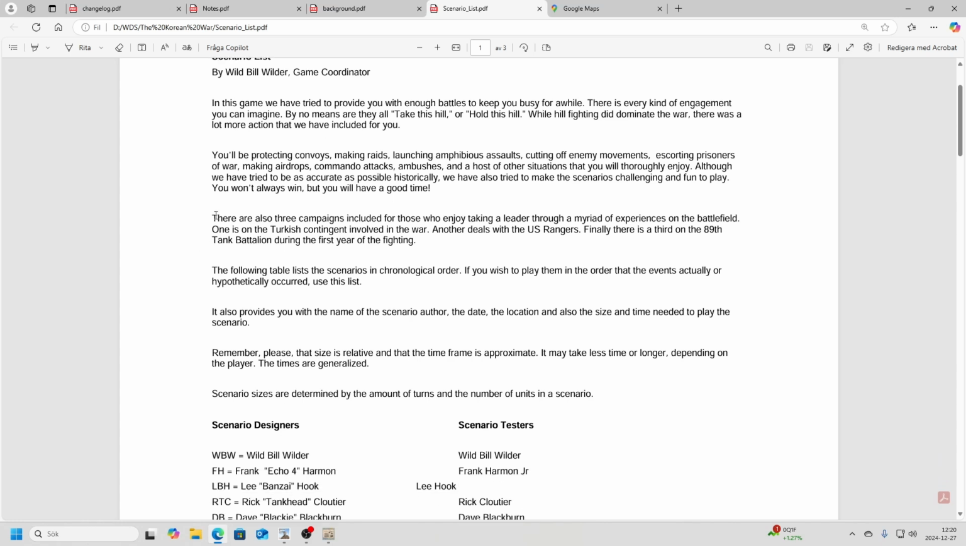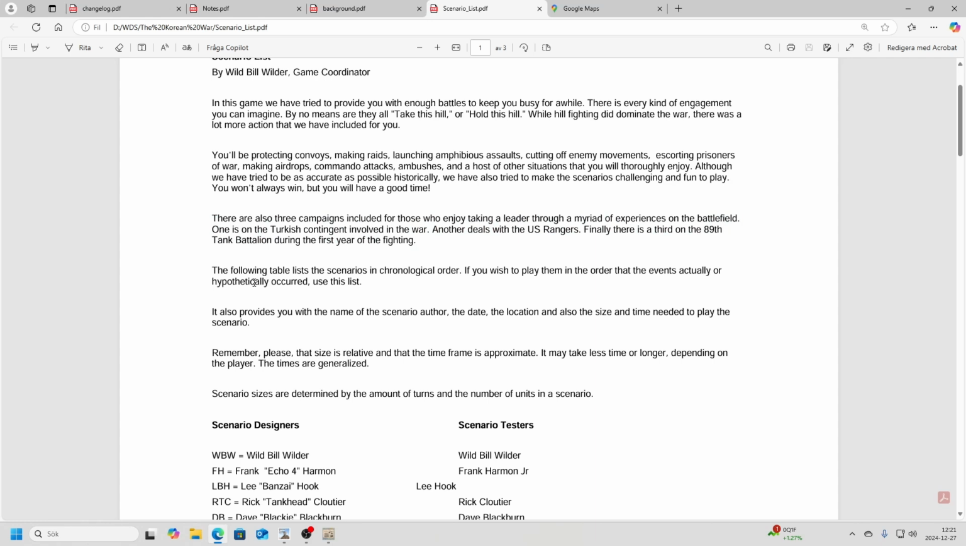And this is kind of important here, because there are 3 campaigns included in the game. They are for if you enjoy taking a leader through a myriad of experiences on the battlefield. One is a Turkish contingent involved in the war. That's pretty cool. So you get to play as the Turkish commander of the forces. Another is with the U.S. Rangers, and there's a third one of the 89th Tank Battalion during the first year of the fighting. So those are the 3 campaigns that come with the game.